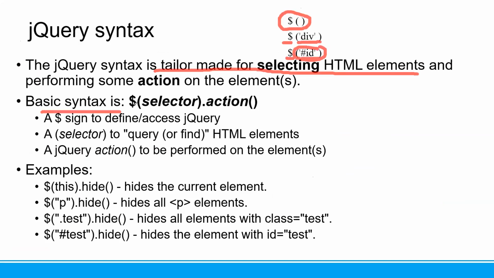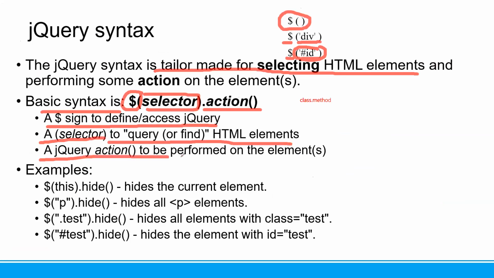So the basic syntax is using the dollar sign. This is a kind of selector. So we select some part of the HTML or we select something and then we do the action. It's the same as when you do object-oriented programming, you will have a class and then what is the method? So it is the same. We have what is the selector and then what is the action. So the dollar sign is to define or access jQuery. A selector is to query or find the HTML element.